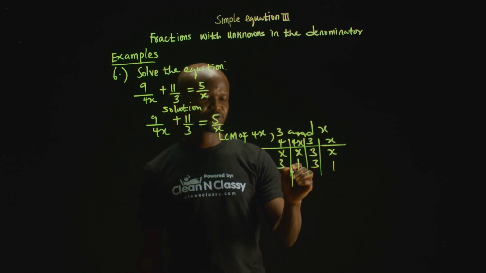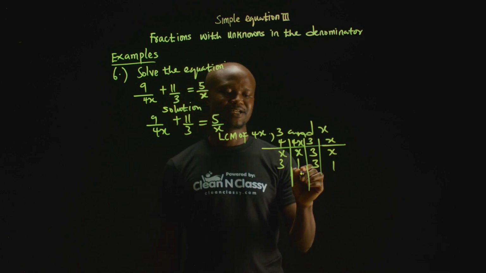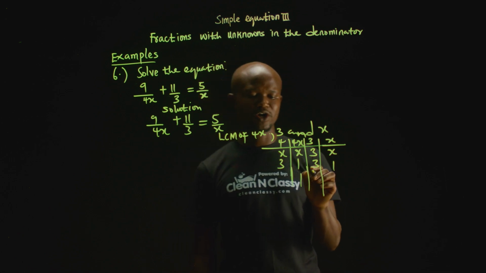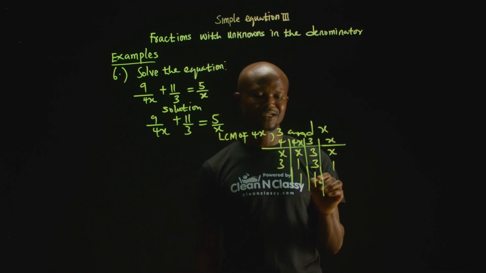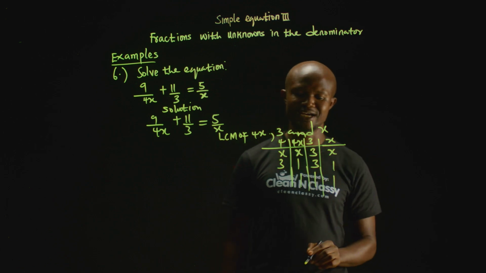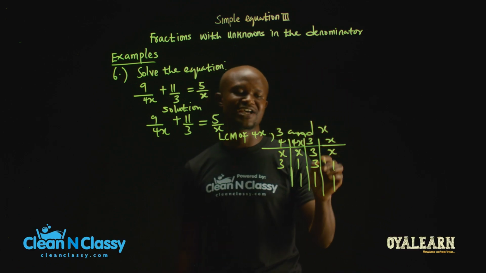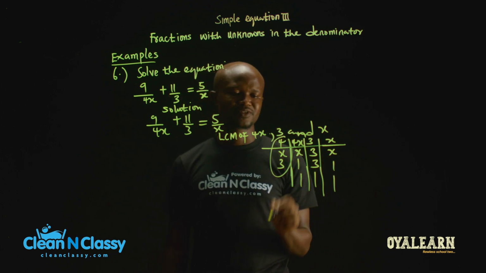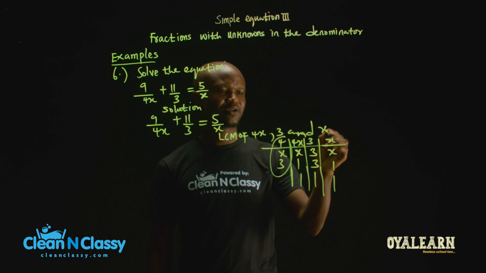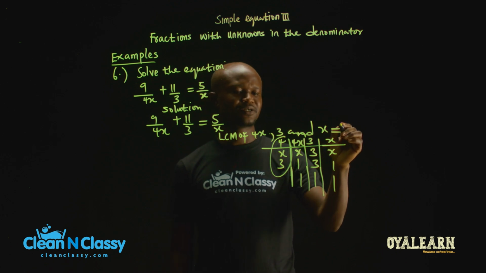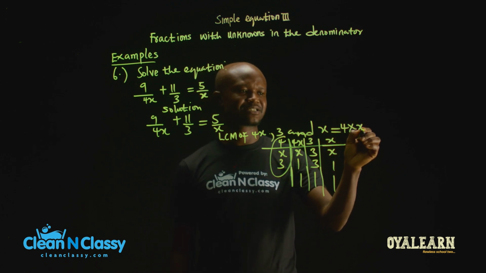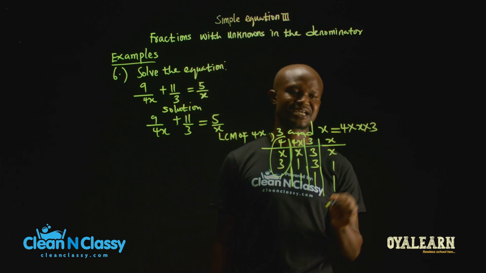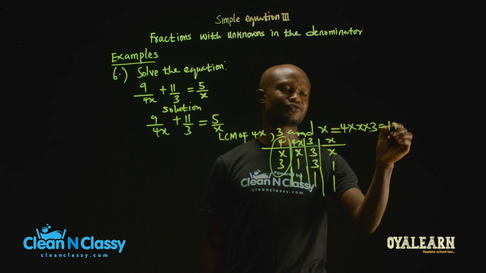We'll just write the next step as 1. And 3 divided by 3, what do we have? That is 1. So we'll still write this 1 here. You can see we have 1, 1, 1. We have exhausted all factors. So the LCM will be equal to what? 4 times x times 3. 4 times x is 4x. Times 3 will give us 12x.